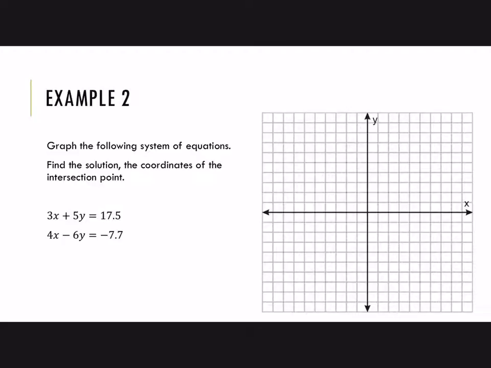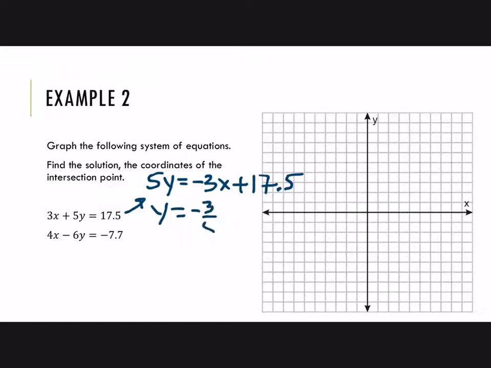Okay, here's another one. We have some decimals here on the right. All right, so same idea. You can choose to either use intercepts or points, or use y equals mx plus b. So I'll try y equals mx plus b in this case. So the first one, I would subtract 3x, get negative 3x plus 17.5, and then divide by 5.